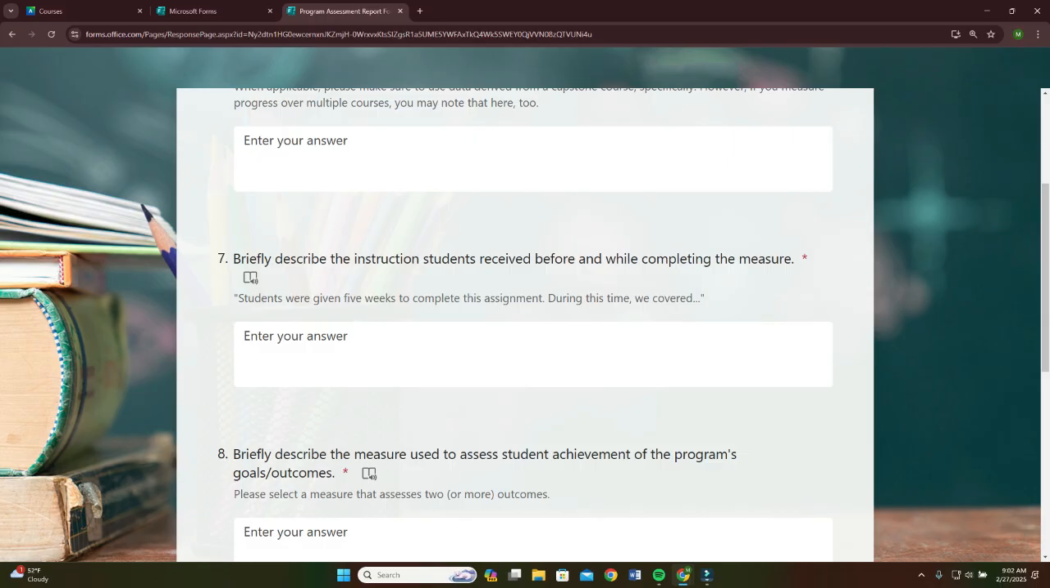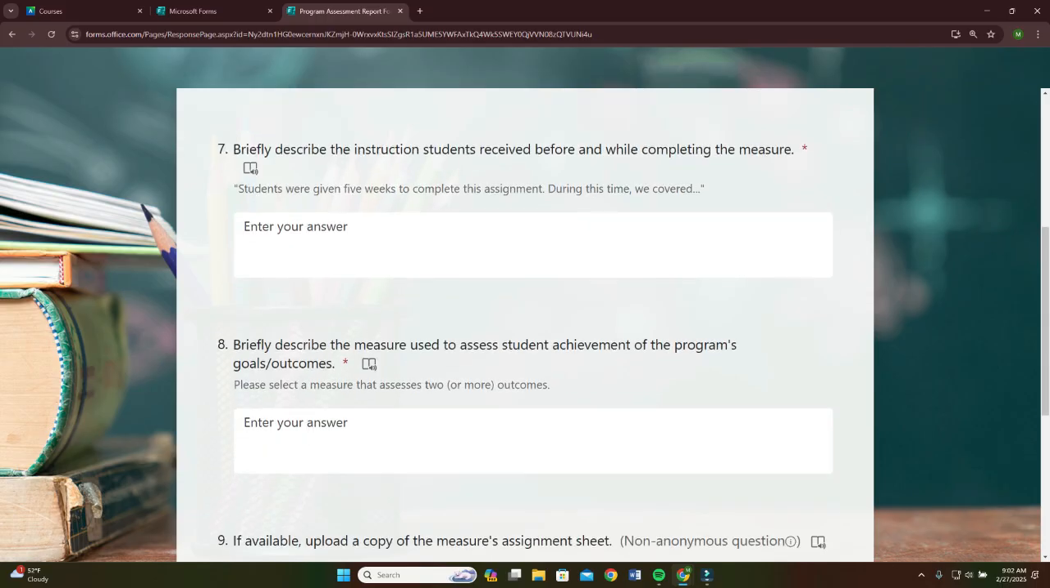So what instruction were students already getting? What did they get before the measure and while completing it? That can also help tell more of your story when it comes to student learning. What did the learning environment look like? That's where you can start establishing a lot of that context.